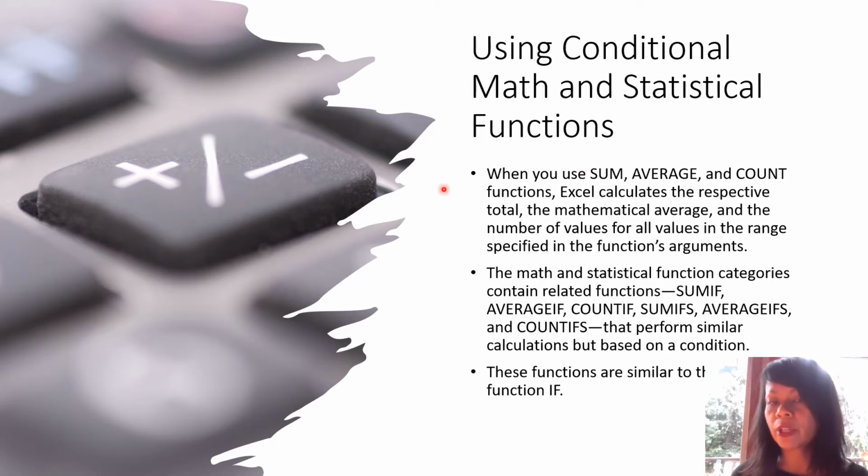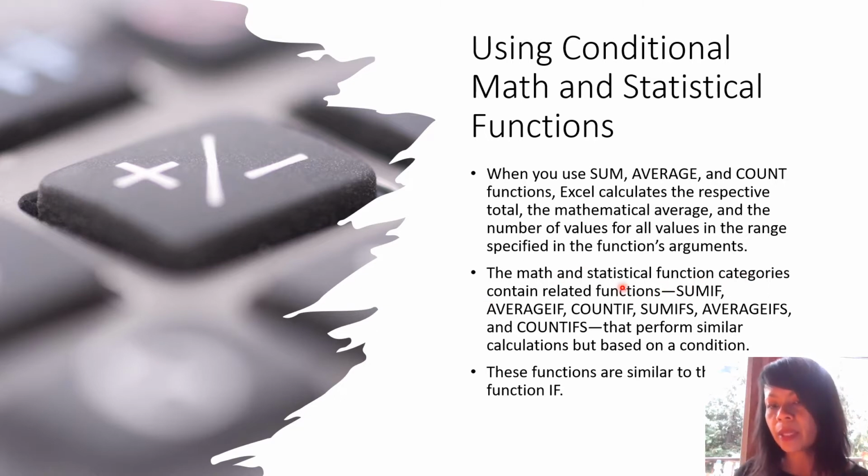Like I said before, you've already used sum, average, and count functions, right? So when you use these functions, Excel calculates the respective total, the mathematical average, and the number of values for all the values in a range specified by the function's arguments. So the math and statistical function categories contain related functions.